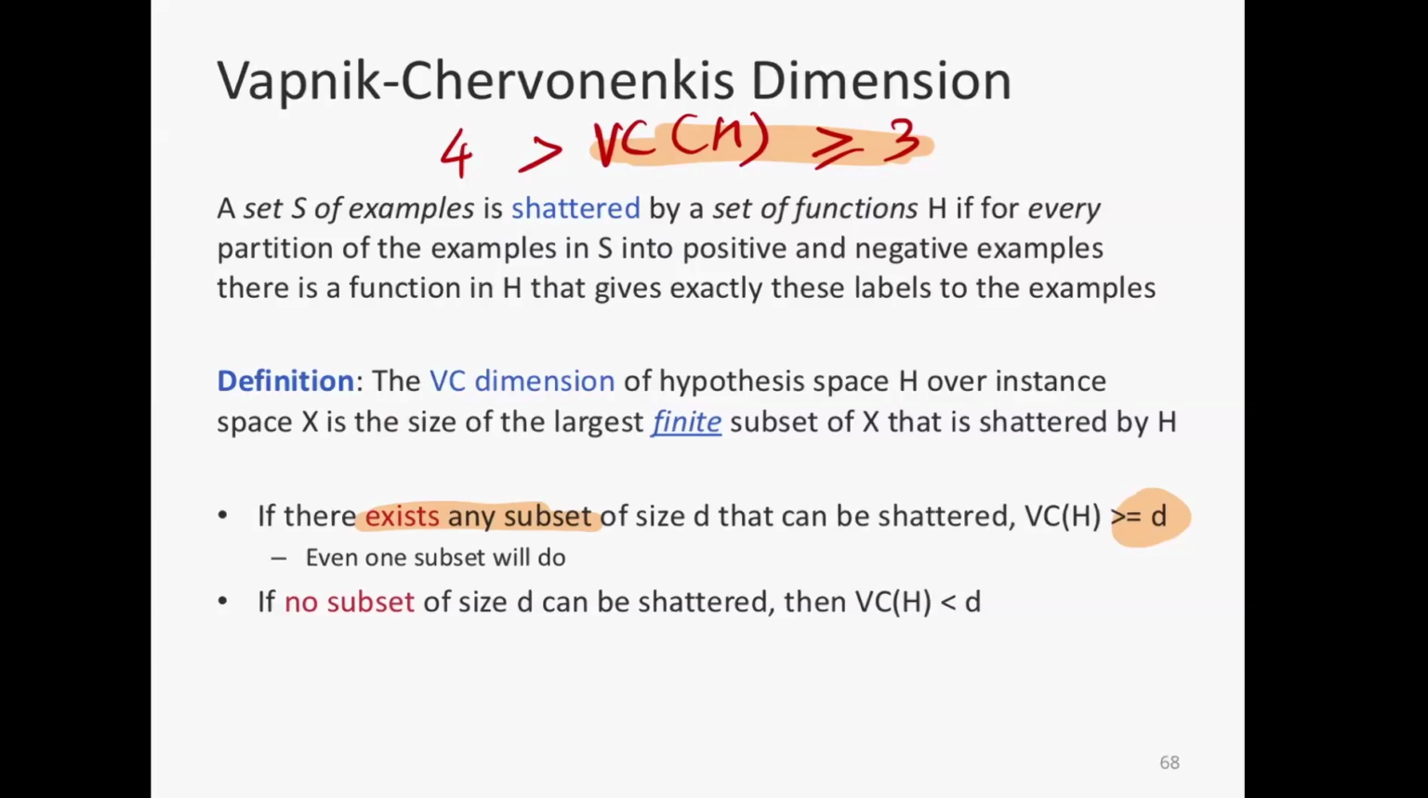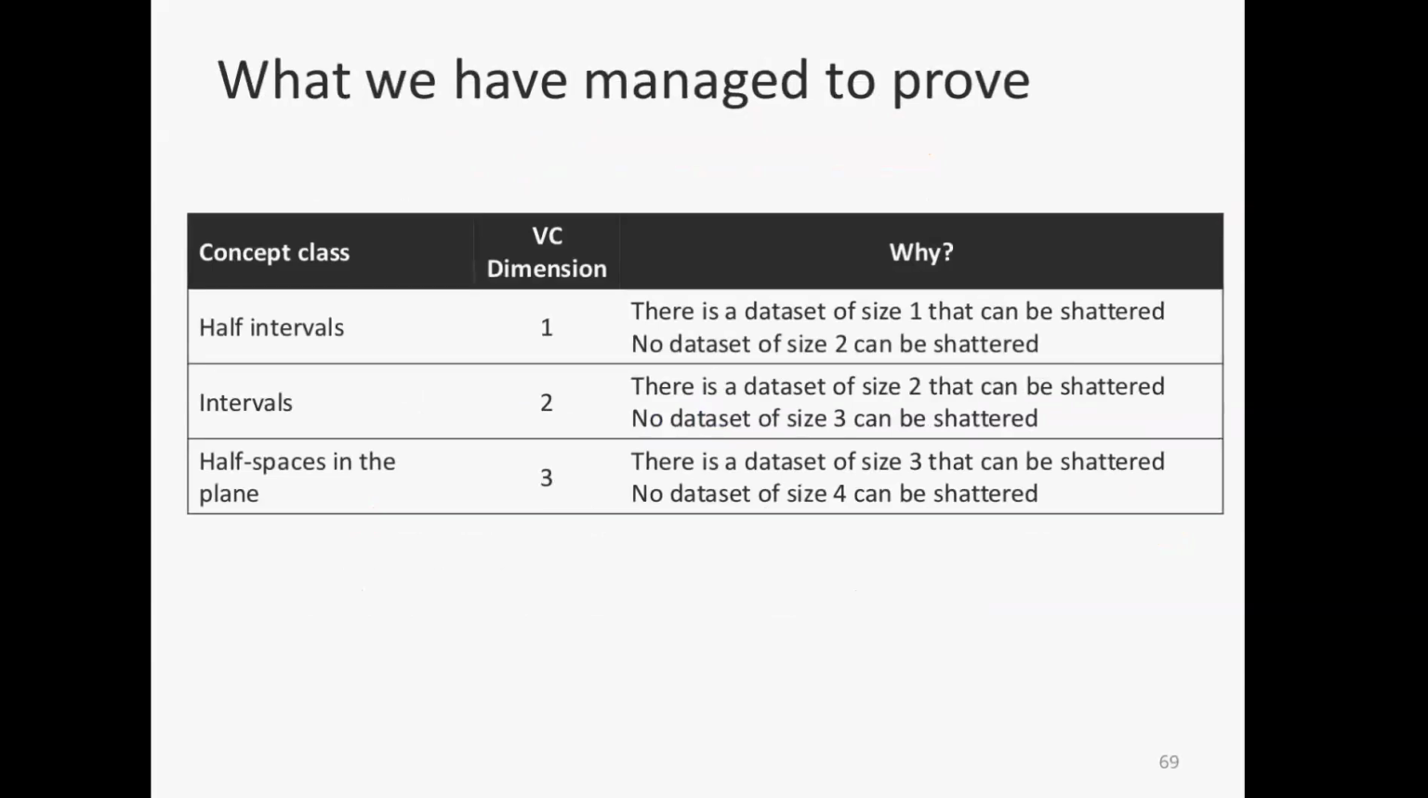In fact, we've already proved a bunch of VC dimensions today. We showed that for half intervals, every set containing only 1 point can be shattered. No set with 2 points can be shattered. We proved that; that was the first thing we showed. So the VC dimension of half intervals is greater than or equal to 1 and strictly less than 2, which means it's exactly equal to 1.